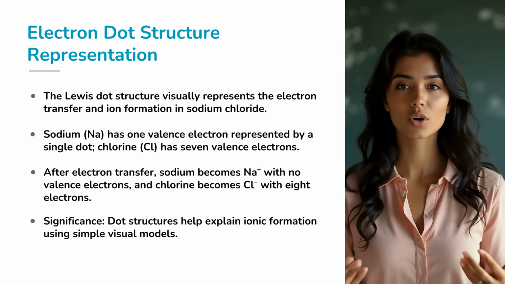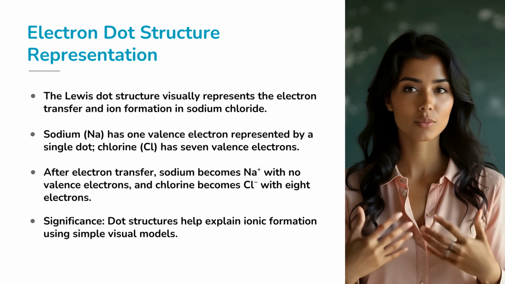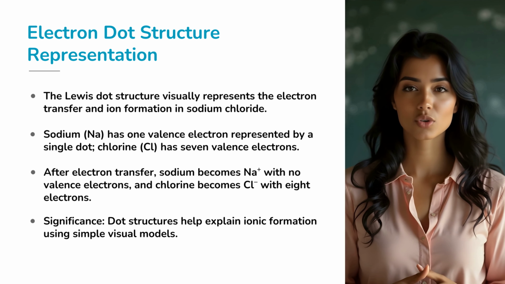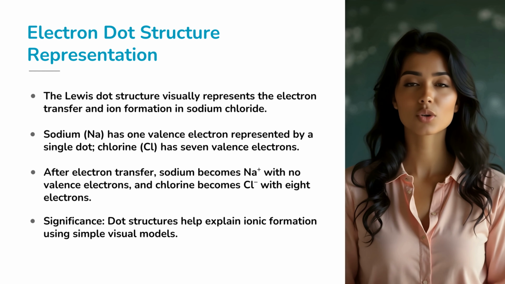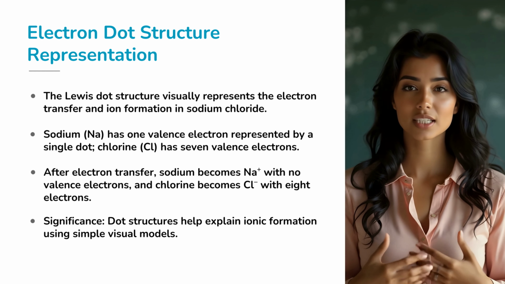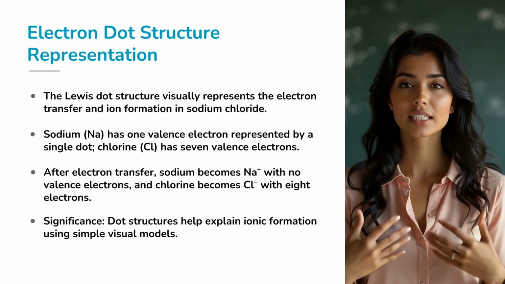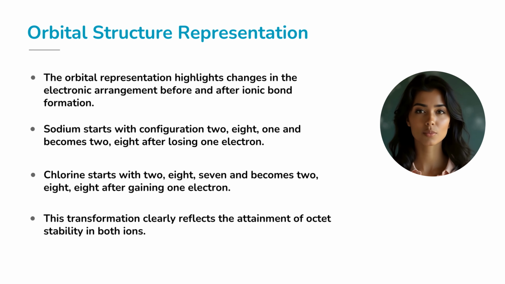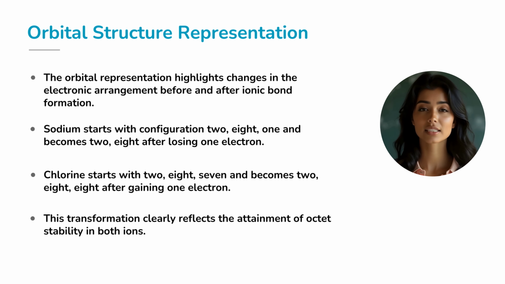So, the electron dot reaction in words would be sodium with 1 dot plus chlorine with 7 dots gives sodium ion with no dots and chloride ion with 8 dots, forming sodium chloride. This dot diagram captures the entire bonding process in one simple picture. For an even deeper understanding, let's observe the orbital arrangement of electrons before and after bonding. Before bonding, sodium has 3 shells with electrons arranged as 2, 8, 1. Chlorine has 3 shells as well with electrons arranged as 2, 8, 7.